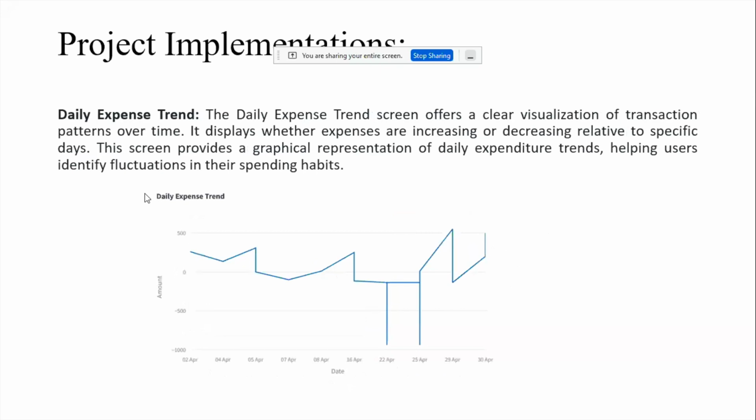The daily expense screen shows the spending trend fluctuations over time. It is a great way to detect patterns in a user's financial behavior. For instance, a sharp increase in spending could indicate a period of financial strain, which is important to be considered when creditworthiness is evaluated.